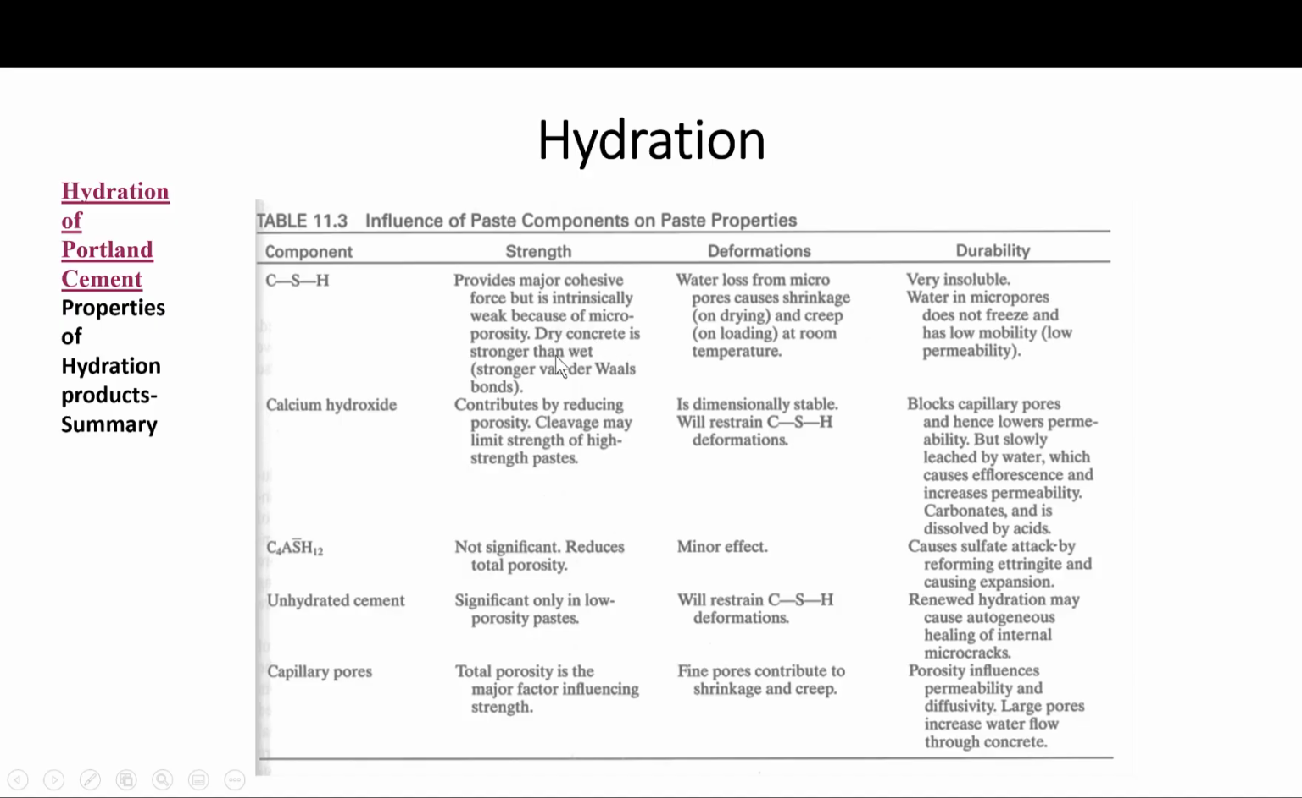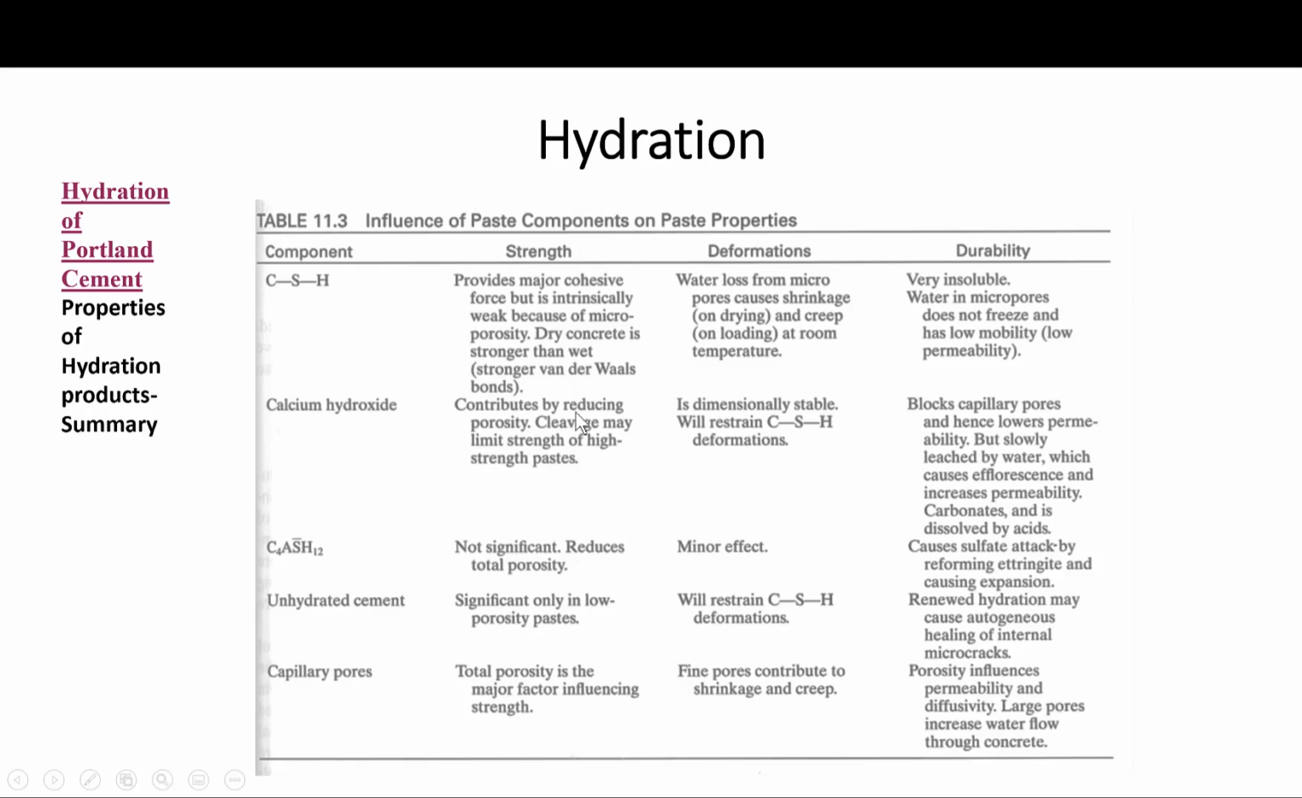Dry concrete is stronger than wet concrete, because of stronger van der Waals bonds. Deformations, the water loss, as we will see later, from the micropores causes shrinkage on drying and creep on loading, at room temperature, that is. Durability, it's durable, very insoluble. The water in the micropores does not freeze and has low mobility, low permeability.